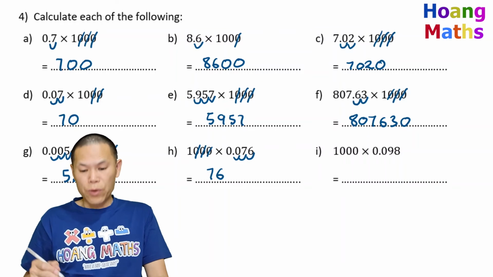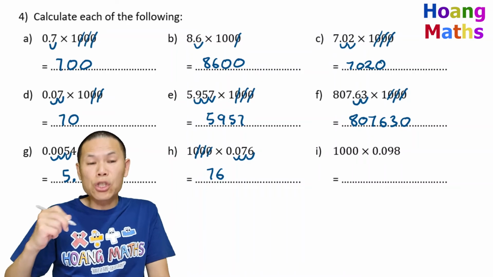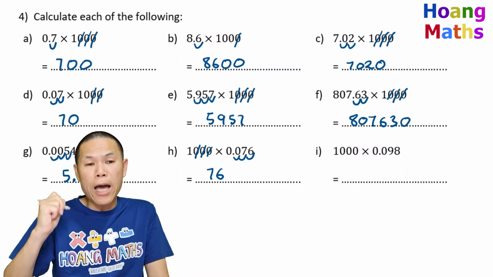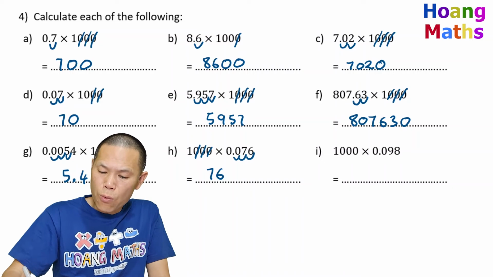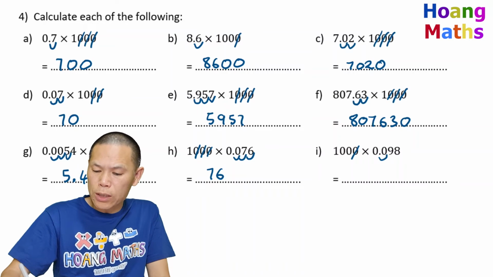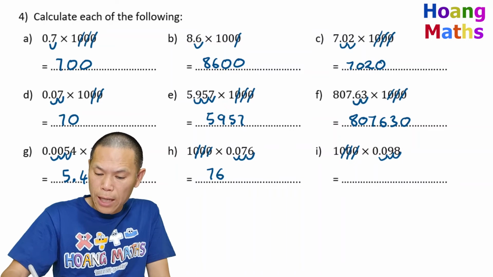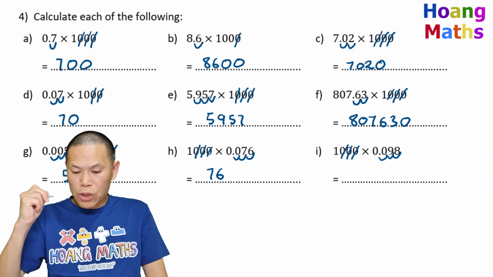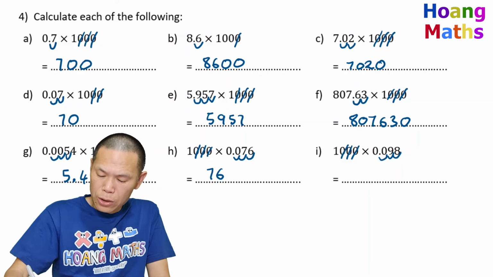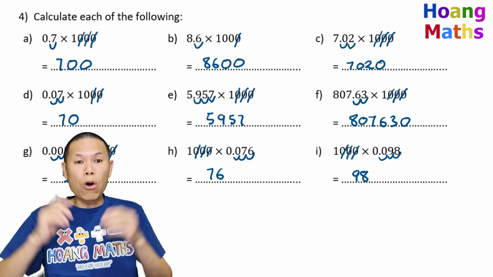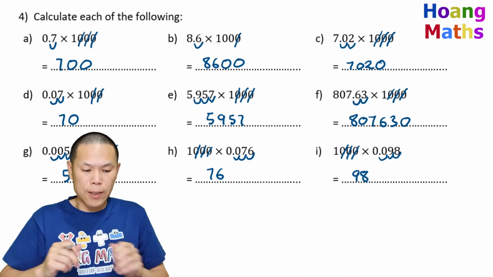So there you go. Part I. So 1,000 times 0.098. So we move 1 unit to this side, we cancel 1 0. Move 1, we cancel. We move 1, we cancel. So that means 1 times 98. So the answer is 98. So there you go. I hope you got all of them correct.